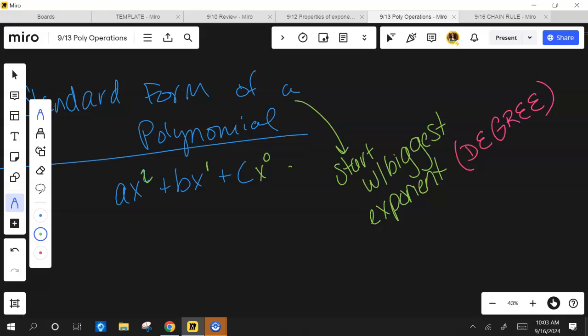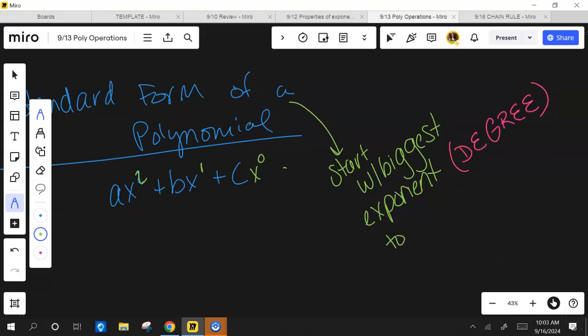So what we'll have to do is rework these expressions to standard form, so that they start with the biggest exponent and work their way down to the smallest. So start with the biggest exponent to the smallest. We're going to talk about the biggest exponent. Depends on what you're looking at.